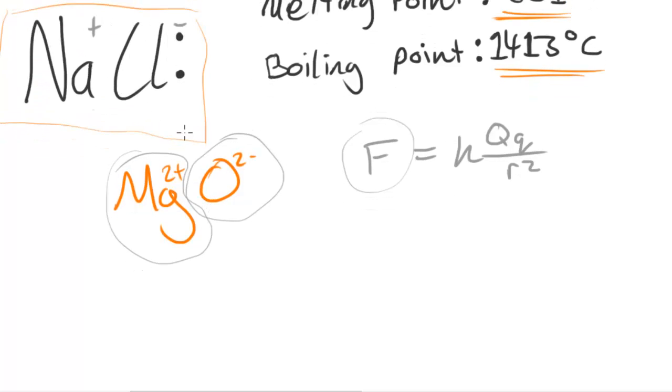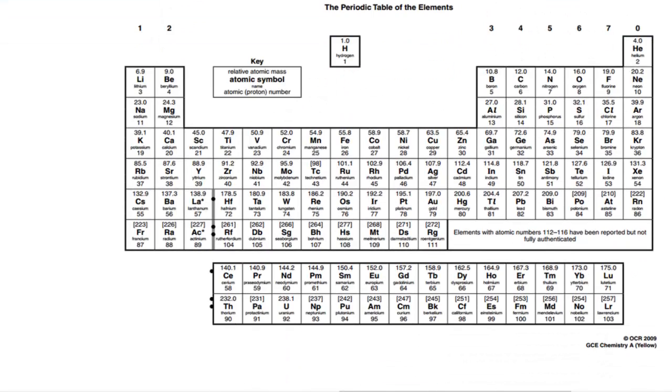Because of this, something else which can affect the force of attraction between the two ions in ionic compounds, or however many ions, is the atomic radii. So if we have a compound with a large atomic radii, like if you go down the halogens, for example, we have fluorine, chlorine, bromine, iodine, and astatine.